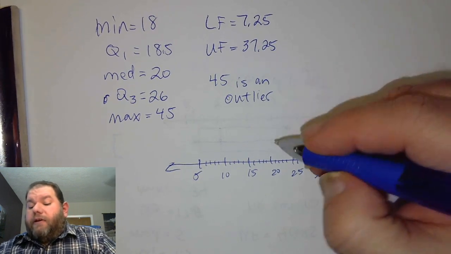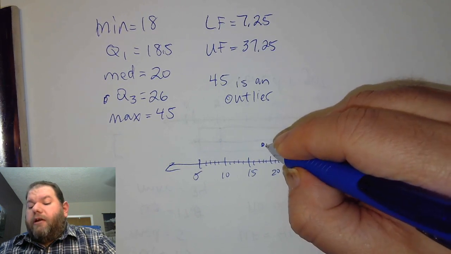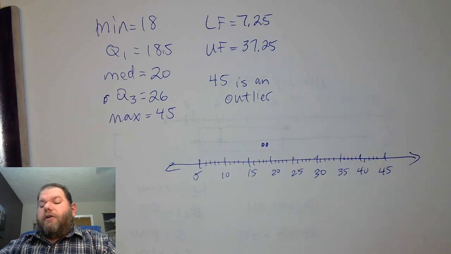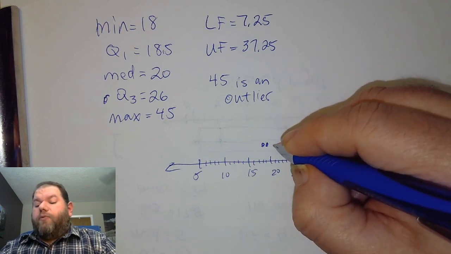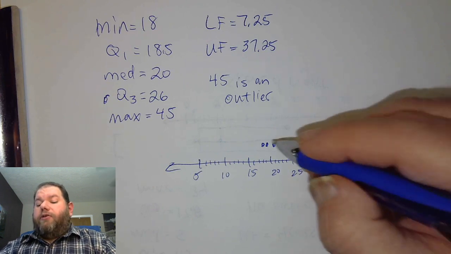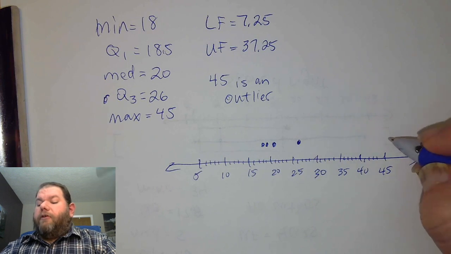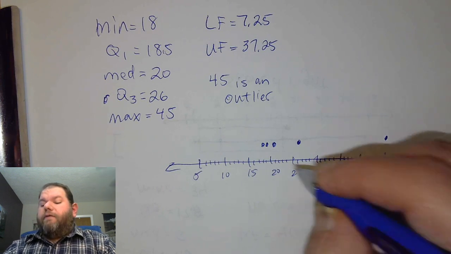Okay, so 18 will be right there. 18.5, a little bit to the right of that. Median is at 20, which is not much further to the right. Q3 is at 26, and the maximum is at 45.